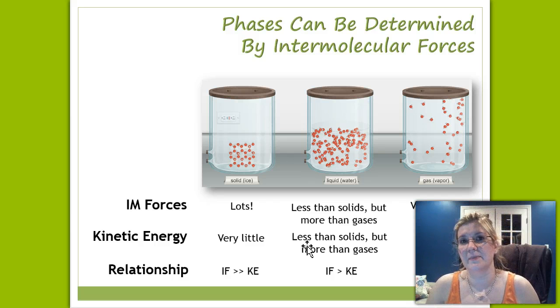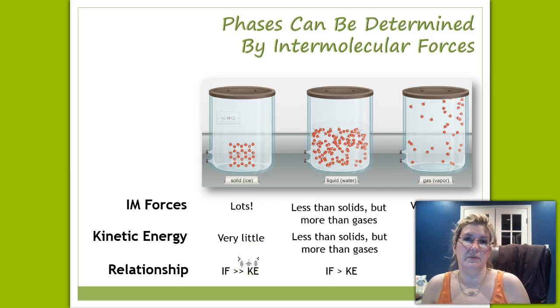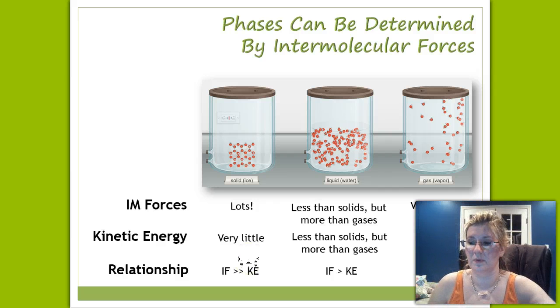So phases can primarily be determined by intermolecular forces. And I've created this table here where we see each of those molecular configurations of a phase of matter, solid, liquid, or gas, and how they behave. And then also we can think about how many intermolecular forces must there be in order to achieve this sort of configuration. Also, what's the kinetic energy? And then what's the relationship between intermolecular forces and kinetic energy to form that shape, if you will.